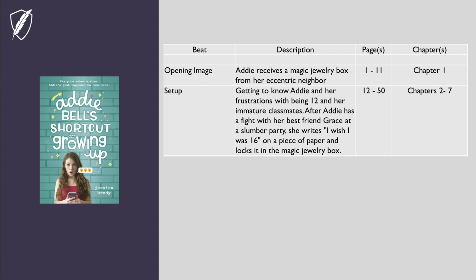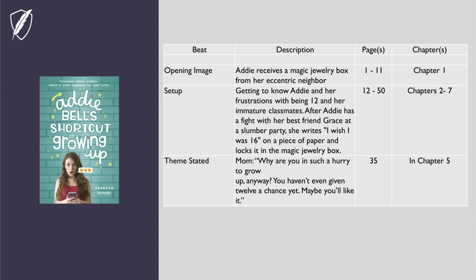The setup, however, is a multi-scene beat in which we get to know Addie and her frustrations with being 12 and her immature classmates. Then, after Addie has a fight with her best friend Grace at a slumber party, she writes, "I wish I was 16" on a piece of paper and locks it in the magic jewelry box. These are multiple scenes or multiple events that span pages 12 through 50 and chapters 2 through 7 of the novel.